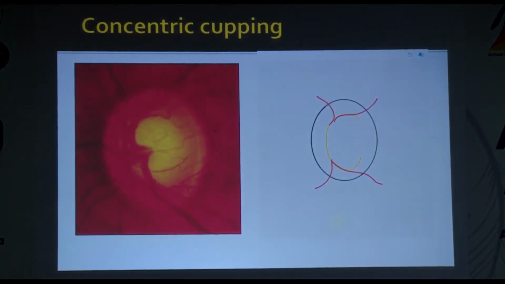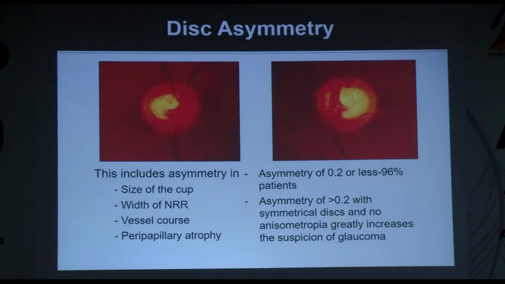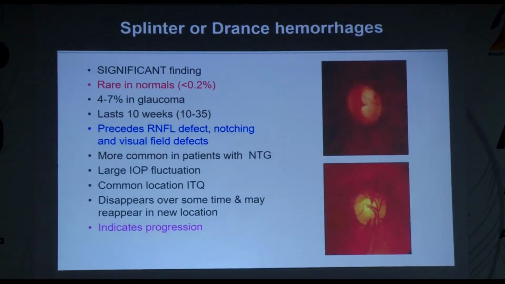Now, a concentric cup is basically where the neuroretinal rim has been lost somewhat everywhere, and it should be looked at suspiciously. Now, disc asymmetry between the two eyes can mean asymmetry in the size of the cup, the width of the NRR, the vessel course, or peripapillary atrophy, either of these 4. Now, in asymmetry of CDR, a cup disc ratio difference of more than 0.2 between the two eyes, when the disc size is similar and there is no anisometropia, greatly increases the index of suspicion for glaucoma.